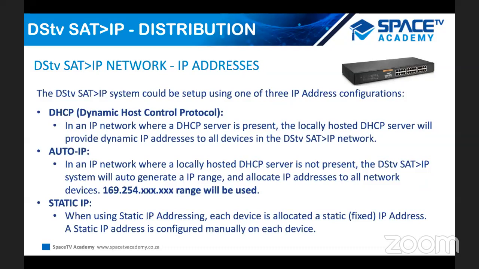And then the last option which is possible is static IP. So when using static IP addresses, each device is allocated a static or fixed IP address, and a static IP address is configured manually on each device. In other words, you have to log into each decoder, each server, any other device that you have on the network, and physically, manually type in the IP address and store it into the device. Now, this could be quite tedious on a large network, firstly.